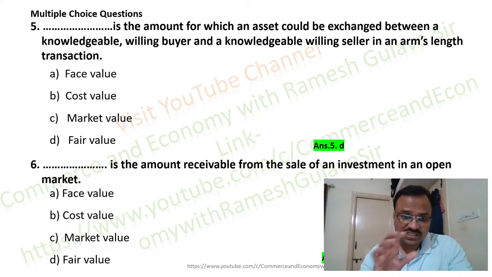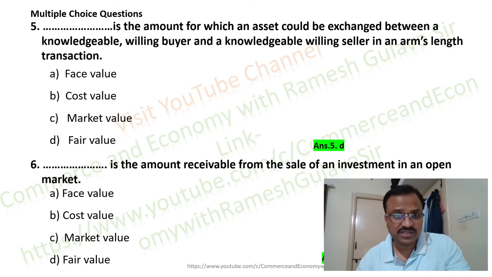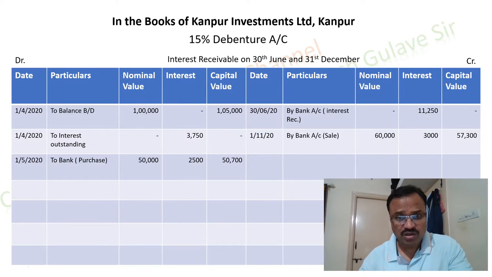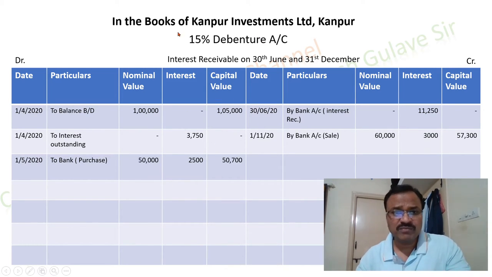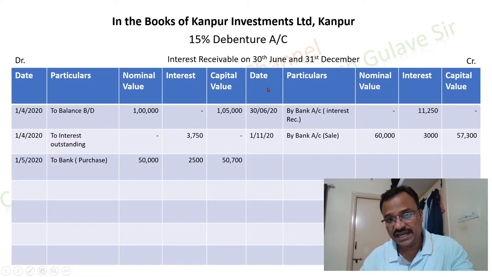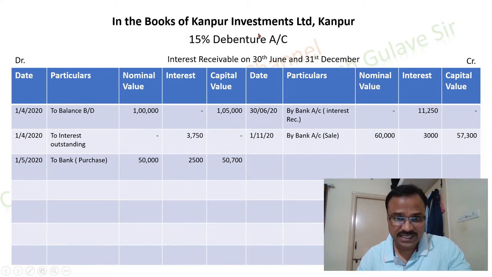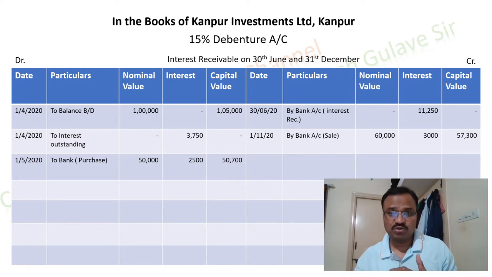So students, before moving ahead, before discussing further questions, I would like to show you the format of investment account. Okay, so basically investment account is prepared in this format. Okay, isi format mein investment account prepared hota. So here you can see that it has debit side and credit side. Okay, so this is the middle line. On the debit side you can see the columns date, particular, nominal value, interest and capital value. So these 5 columns are on the debit side, and on credit side date, particular, nominal value, interest and capital value. So the same columns are on the credit side. Okay, so basically in this format we prepare investment account in accounting.